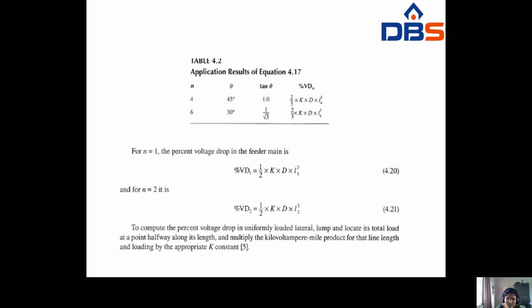For n equal to 1, the percentage voltage drop in the feeder, percentage VD1 equal to half K D L1 cube. For n equal to 2, percentage VD2 equal to 1 by 2 K D L2 cube. Similarly like this.